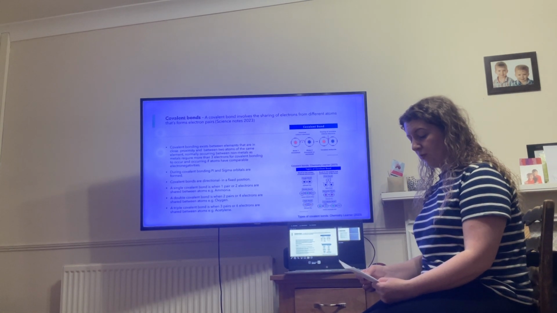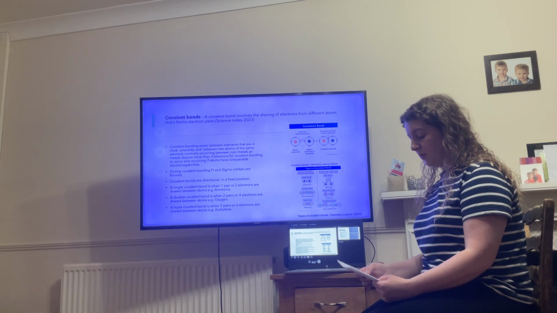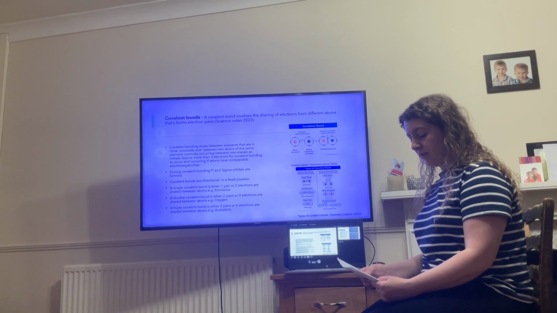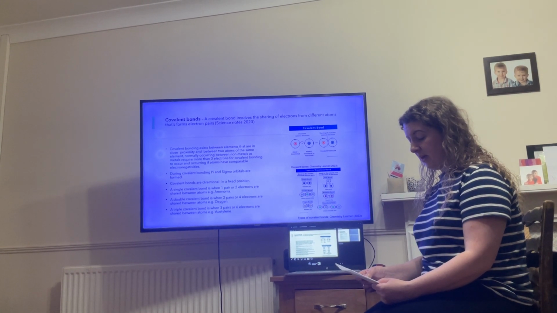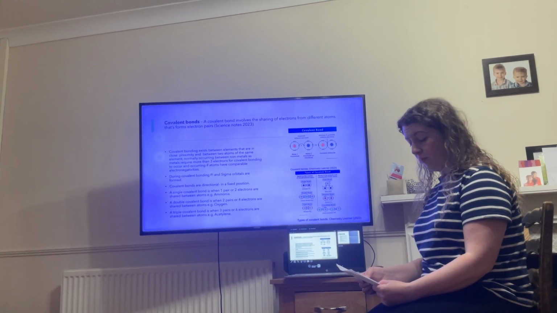Sigma bonds are formed when the atomic orbitals overlap head-on, which occurs between s orbitals. This provides a strong bond, cylindrically symmetrical, encompassing the bond axis. These provide support for single bonds.